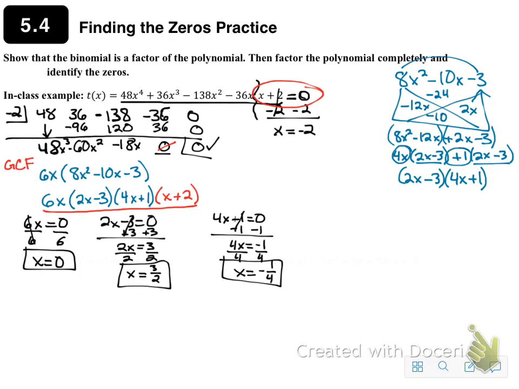That's our third answer. And our last answer we actually already did at the very beginning. X equals negative 2. So that's how you do these problems. Okay, first you do the synthetic division. Then you factor. Finally, you take your factors, you set them equal to 0, and you solve for x.